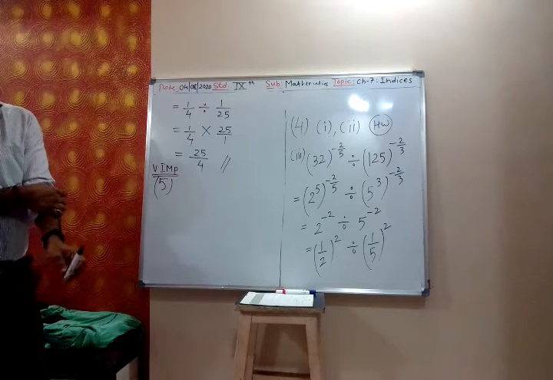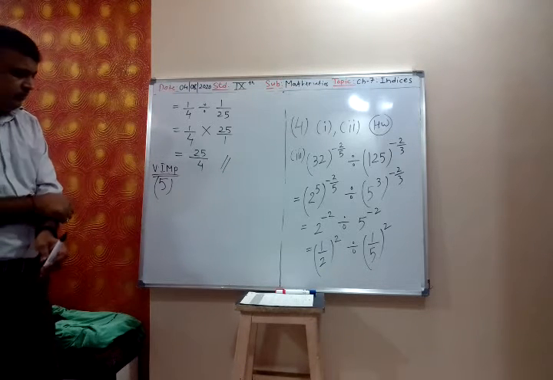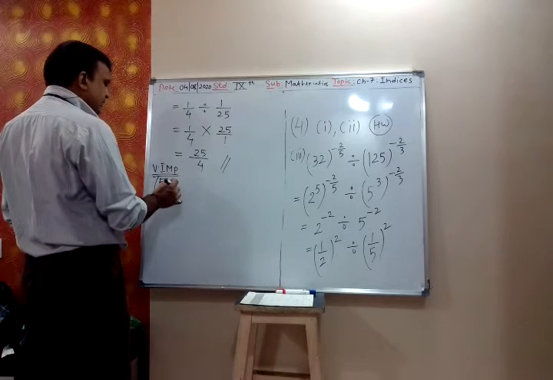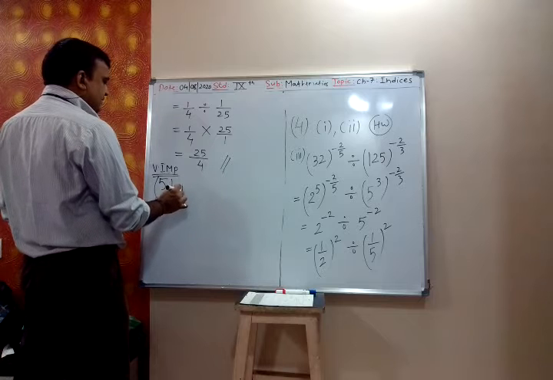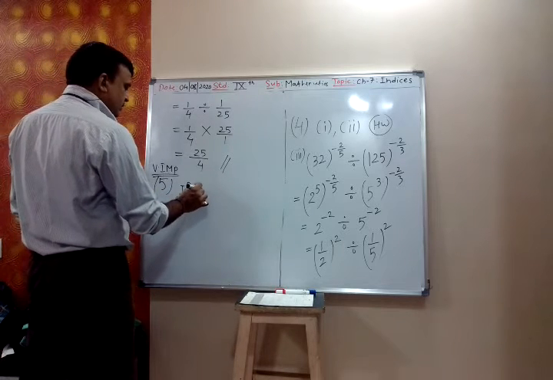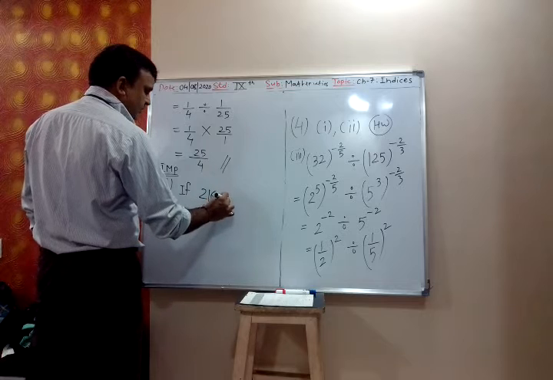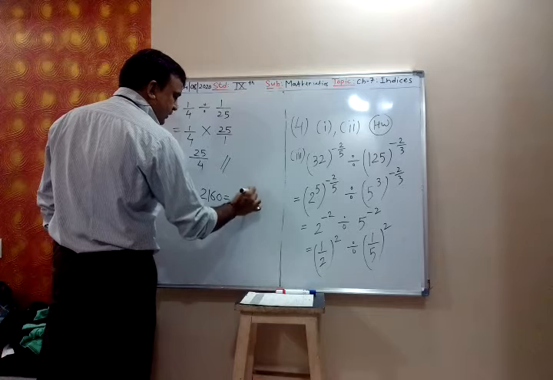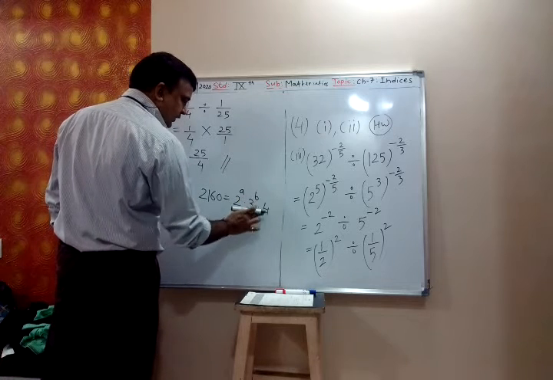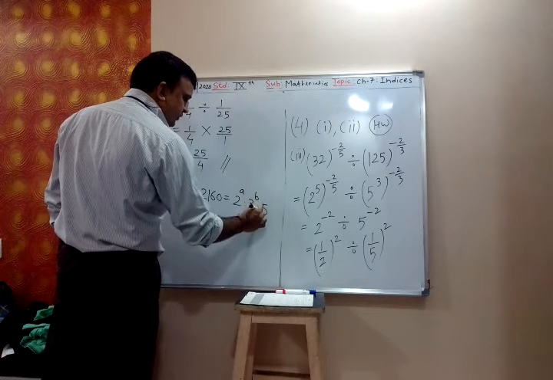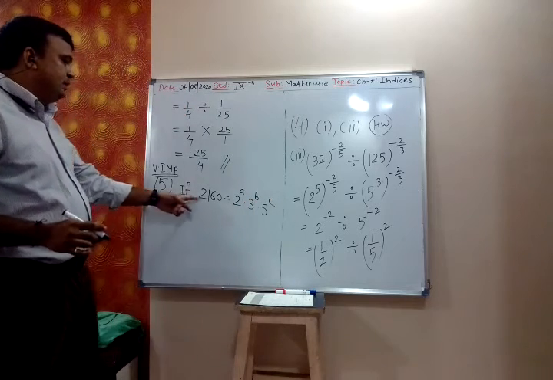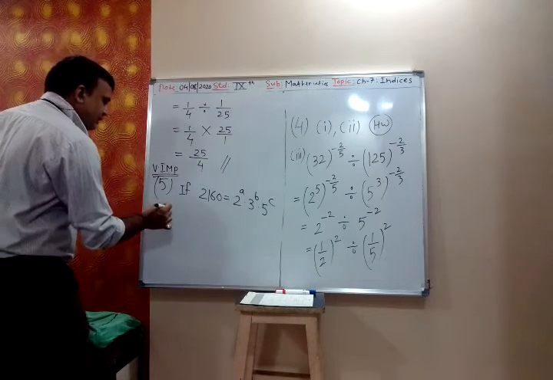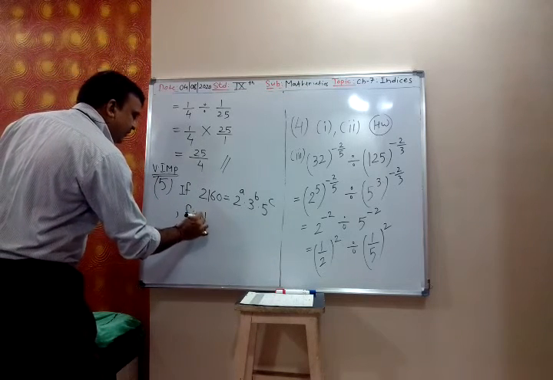Now fifth and sixth. Fifth and sixth are very important questions from both points of view, and the method is the same. If 2160 is 2 raised to a into 3 raised to b into 5 raised to c, find the value of a, b, c.